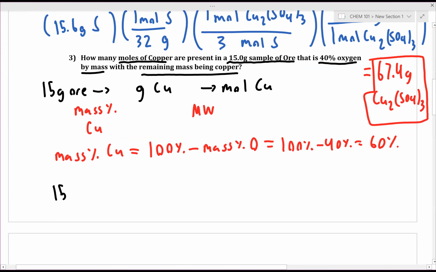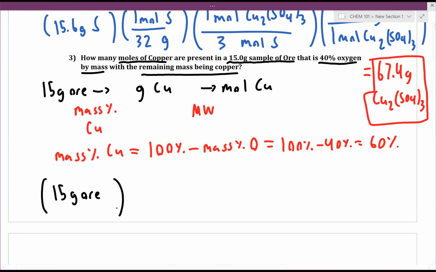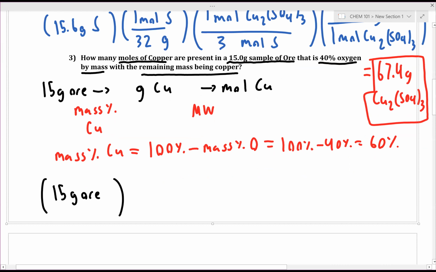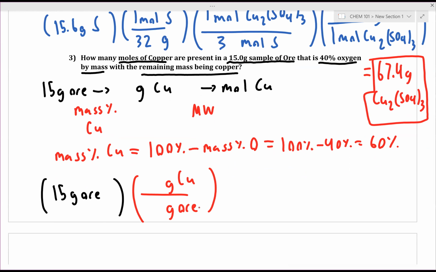So if we have 15 grams of ore, my first question to all of you is, how many grams of copper do we have per how many grams of ore? What does our conversion factor look like? Grams of copper per gram of ore. How many grams of copper do we have per how many grams of ore? How can we write this percentage as a conversion factor of this form? 60 grams of copper per how many grams of ore? 100.